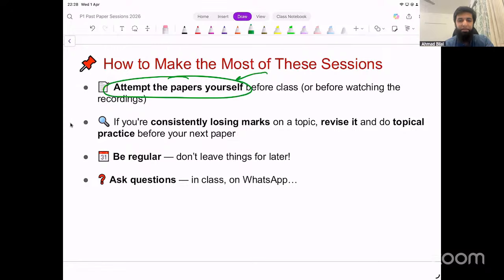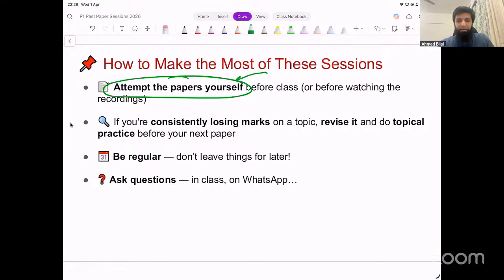Otherwise, it's not going to be helpful. Otherwise, you're not going to find this course helpful. If you just come to classes and just see me doing everything, that's not going to help. You will not be able to do it in the exam then. What you have to do is attempt the papers yourself, first of all.